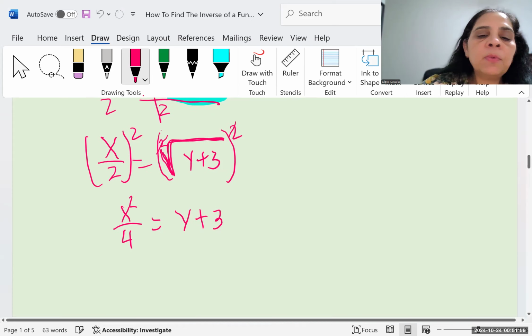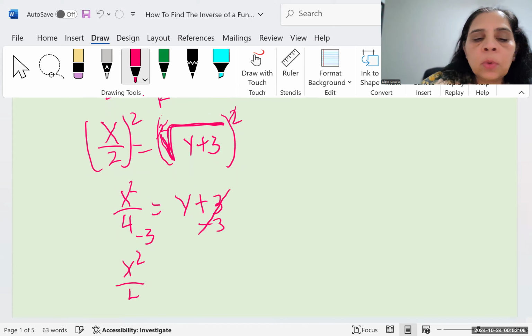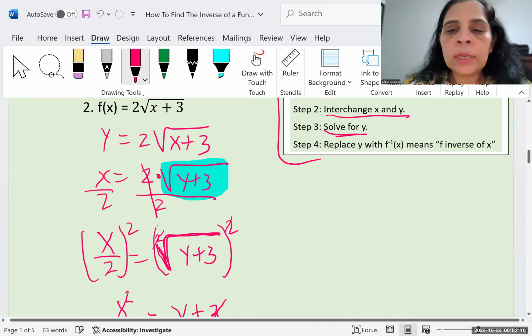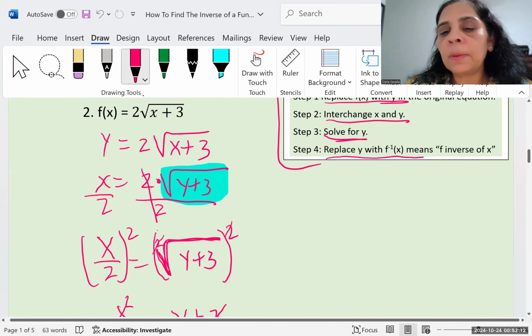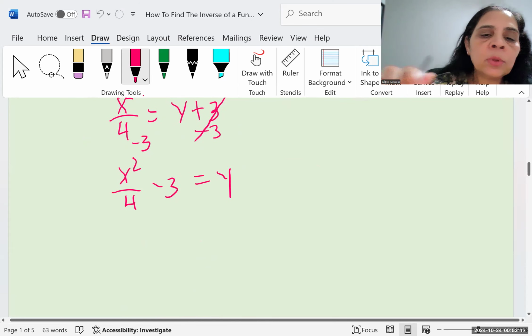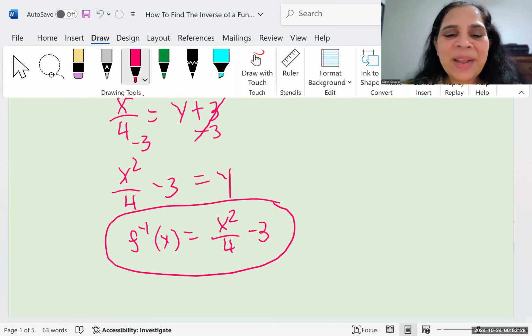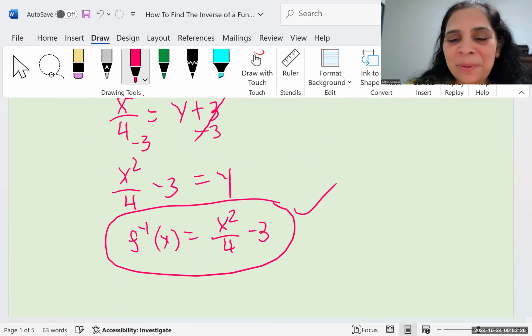Now, next step, we need to remove 3 from here. So now we have x squared over 4 minus 3 equals y. So 3 steps we did. Now the last step is replace y with f inverse of x. So now we can write the final answer: f inverse of x equals x squared over 4 minus 3, and that's it. What did you find? Your answer? I'm pretty sure you found it correct.